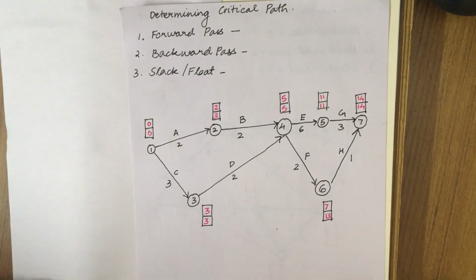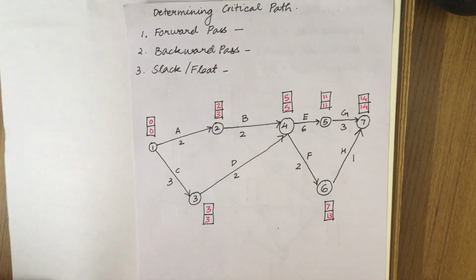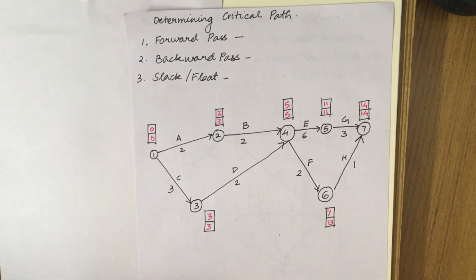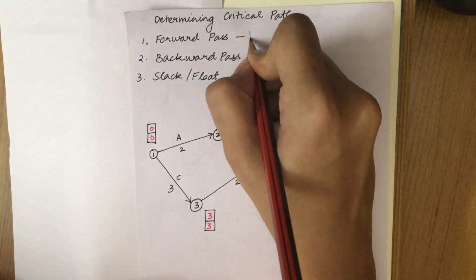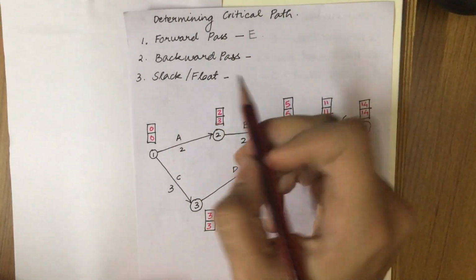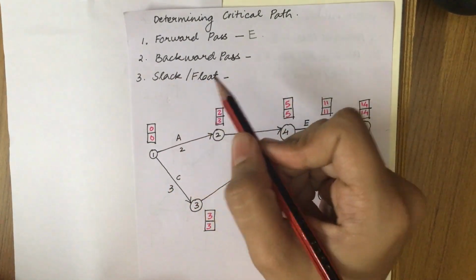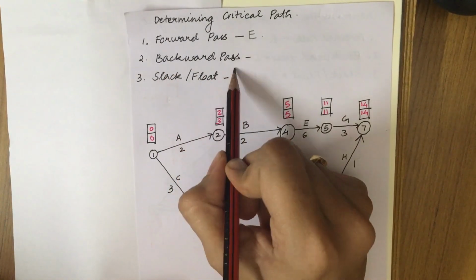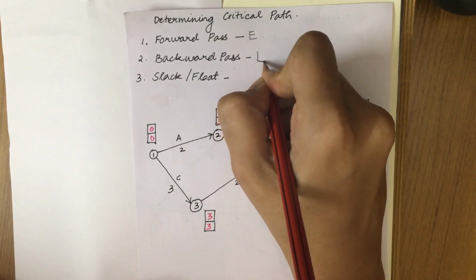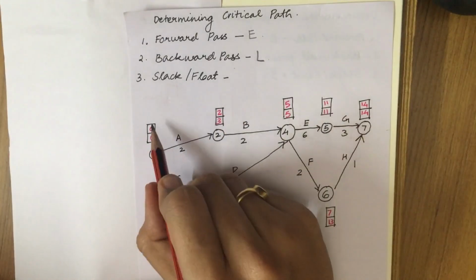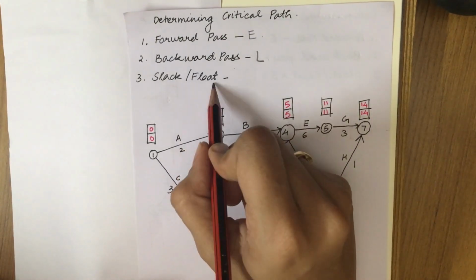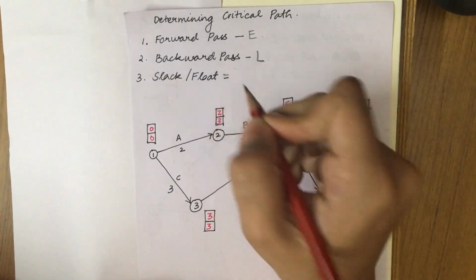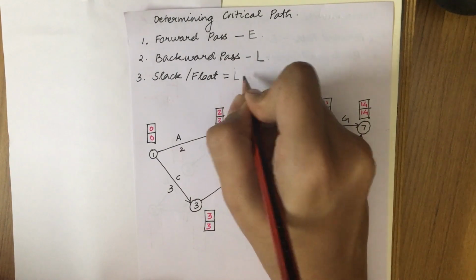Now we will go through the various steps involved in the critical path method. The first step to determine the critical path method is the forward pass. Using forward pass, you will get the value of E. The second step is to go through the method of backward pass. You will get the value of L for this. The third step is to calculate slack or float. Now the formula for slack is L minus E.